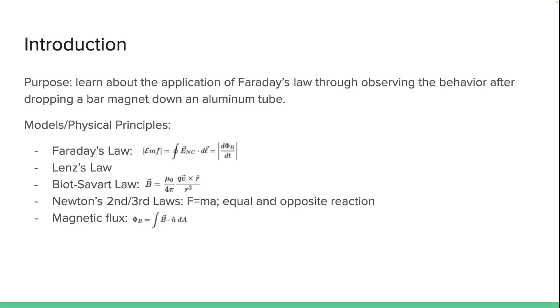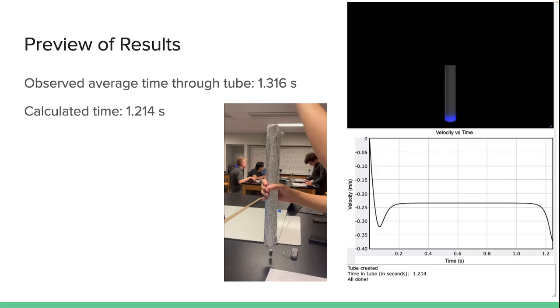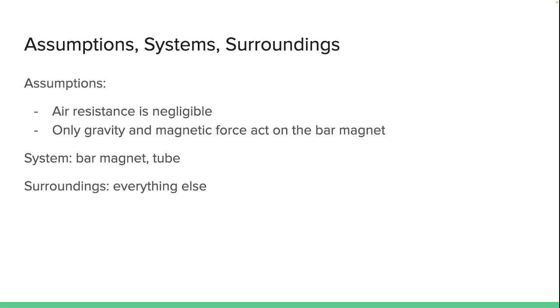So the main preview of my results: this picture is me dropping a magnet down a tube, and the computational model of the time it took for the magnet to drop down. My observation time was 1.316 seconds on average, and the calculated time was 1.214 seconds.